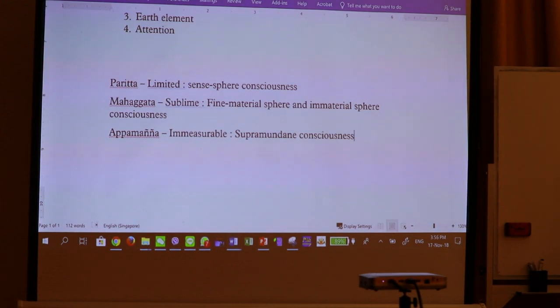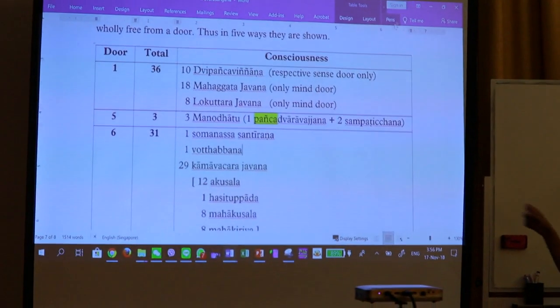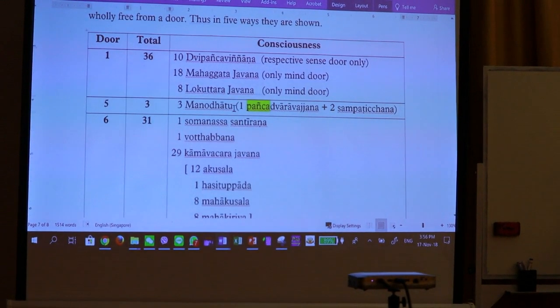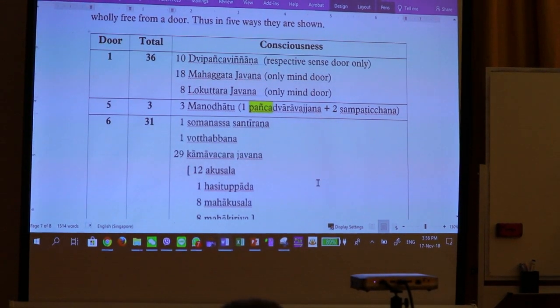Okay, please go to chart, page number 7. They have mano dhatu. Mano dhatu means three. There is one word for the three consciousness. The mind element, no? English? Yeah, mind element. Mano dhatu is mind element. It means there are three consciousness. One is the five-door adverting consciousness, pancha dwara vajjana. Another two, sampaticchana, two receiving mind.